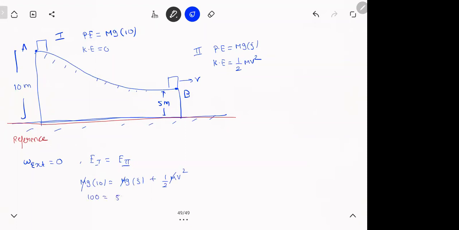That's 150 plus v square by 2. So we get v square is 100. So speed is 10 meters per second. So when the block reaches B, it will go down with this speed.